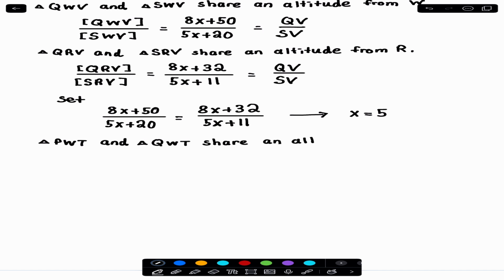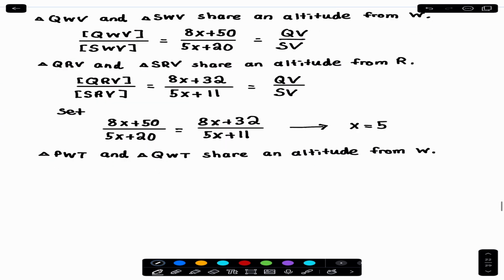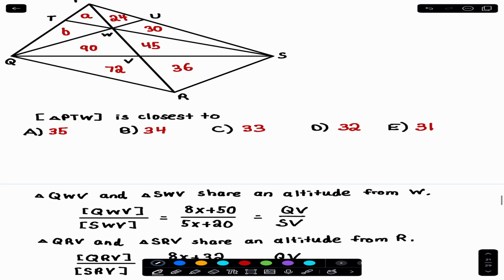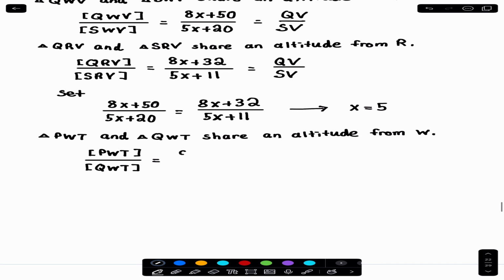share an altitude from, not point Q, sorry, from point W. Excellent. This means that the area of PWT to QWT, where the area of PWT is A and the area of QWT is B, should be equal to PT over QT.